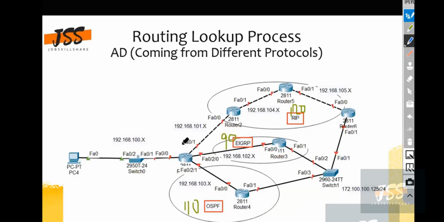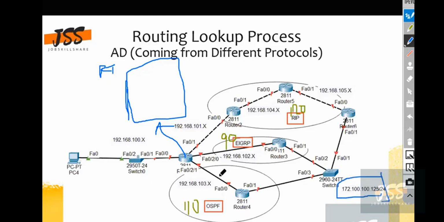When this router checks its routing, it goes through the routing process and looks into its routing table. I'm just putting RT for routing table. What do you think, Crystal? Which path is it going to prefer: RIP, EIGRP, or OSPF?